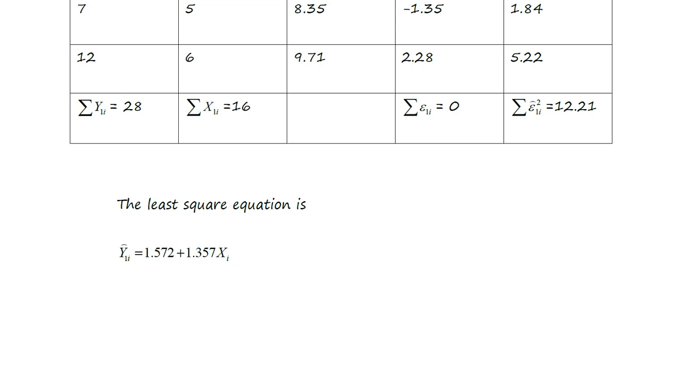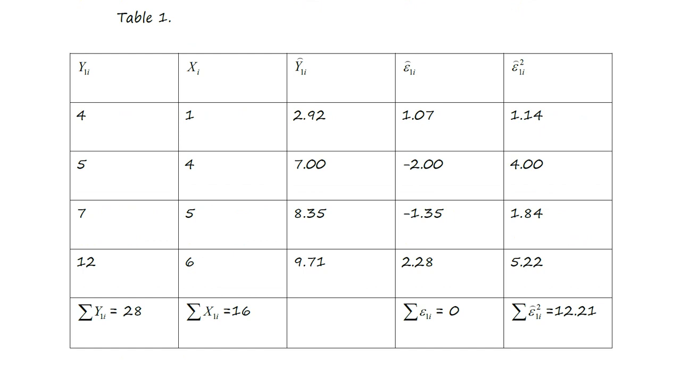So consider the table. This is the dependent observations yi: 4, 5, 7 and 12, with the sum equal to 28. This is the independent variable: 1, 4, 5, 6, with the sum equal to 16. And y cap is the estimated value. We obtain this by the formula y cap equals 1.572 as the intercept plus 1.357 as the slope times x. By putting x values here, we can get the values of the estimated y.